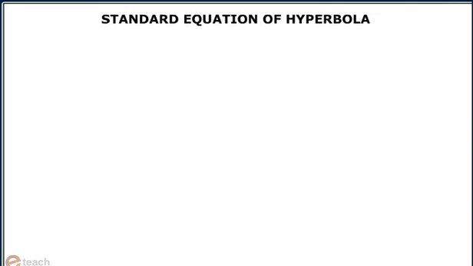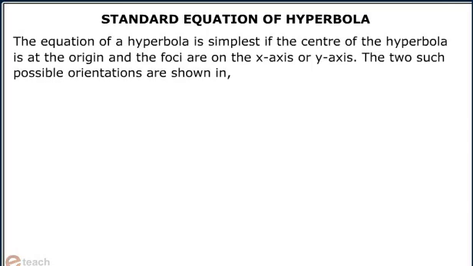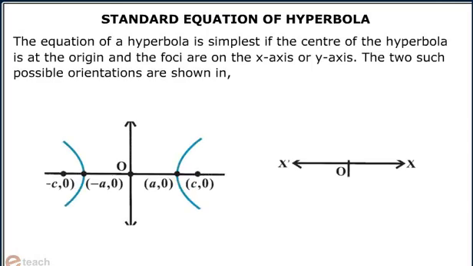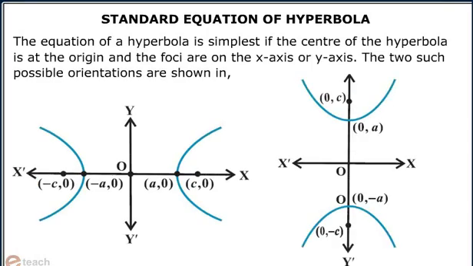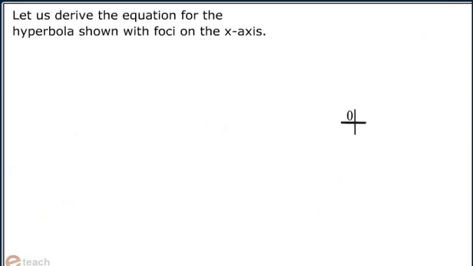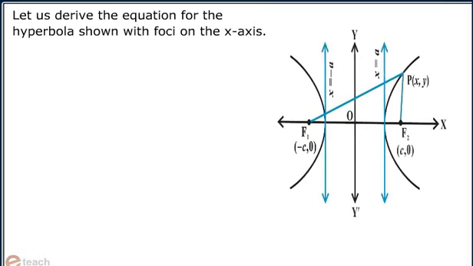Standard equation of hyperbola. The equation of a hyperbola is simplest if the center of the hyperbola is at the origin and the foci are on the x-axis or y-axis. The two such possible orientations are shown. Let us derive the equation for the hyperbola shown with the foci on the x-axis.